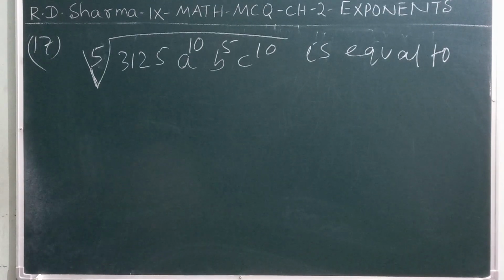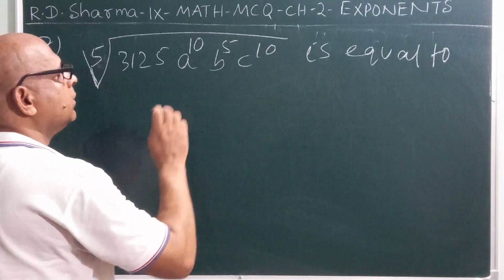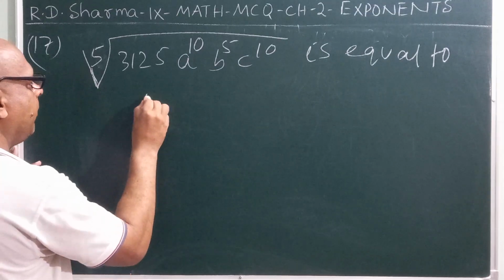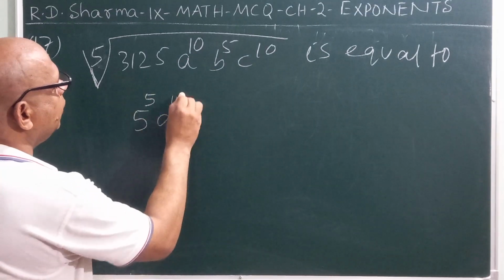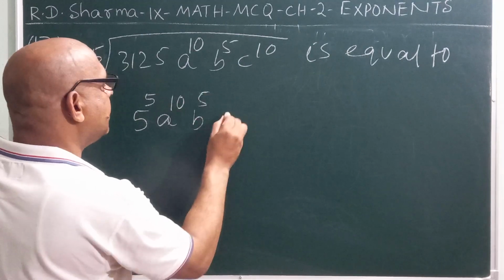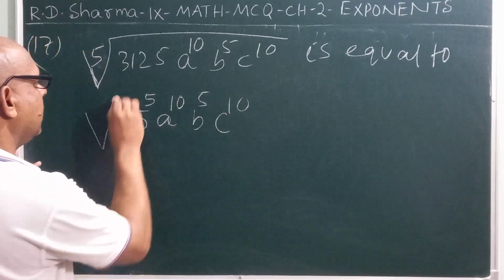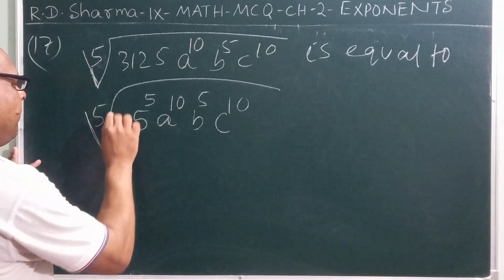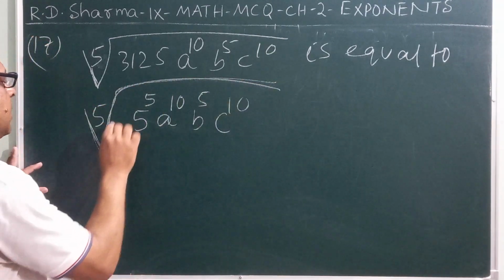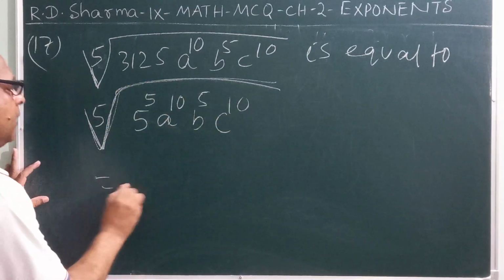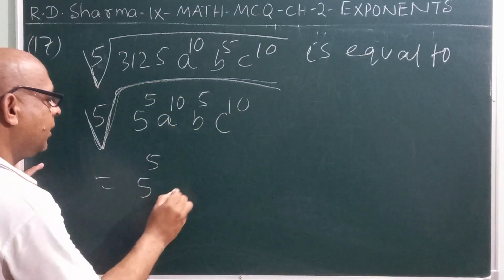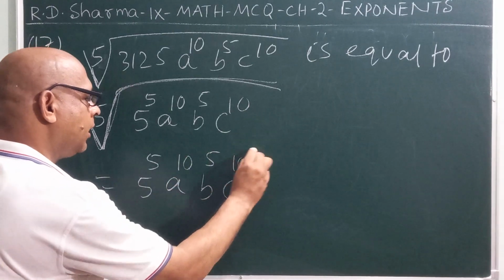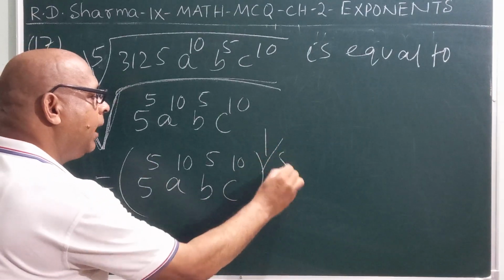Next, number 17. This number is equal to 3125, 5 to the power 5, a to the power 10, b to the power 5, c to the power 10, root 5. Then omit the root sign. Omit the root sign. 5 to the power 5 a to the power 10 b to the power 5 c to the power 10, to the power 1/5.